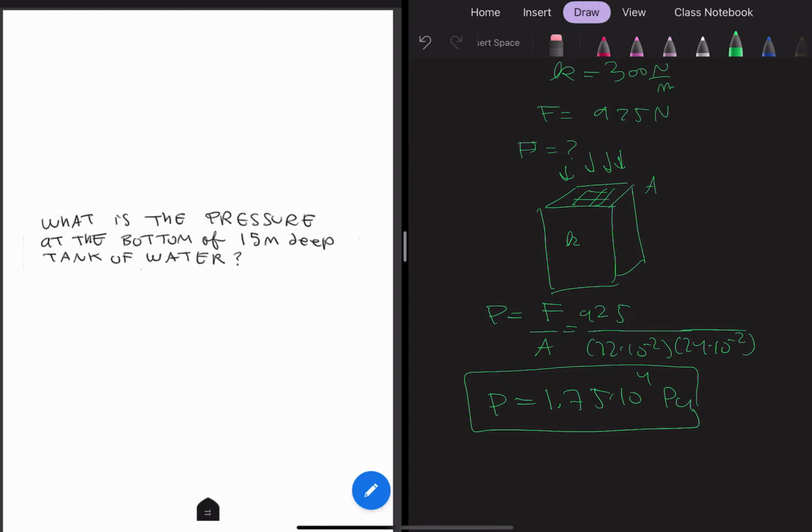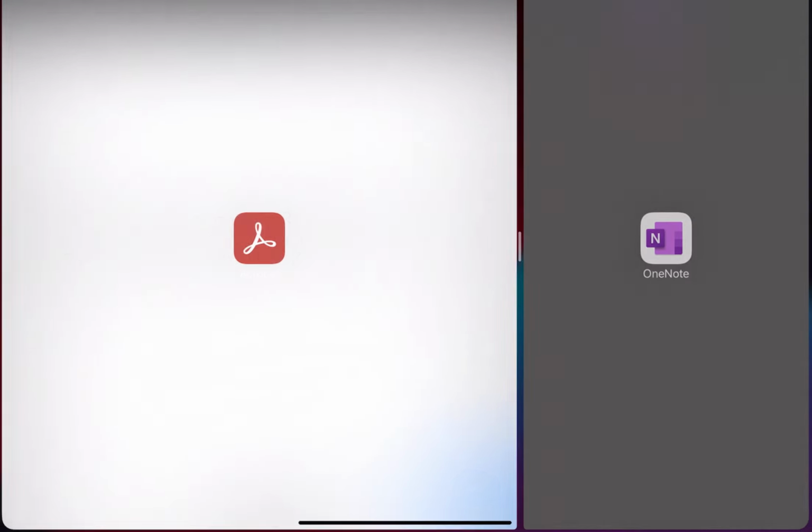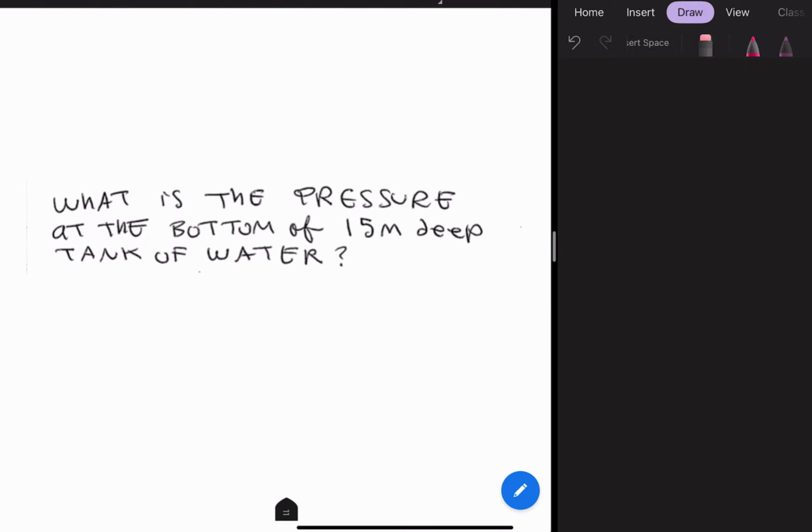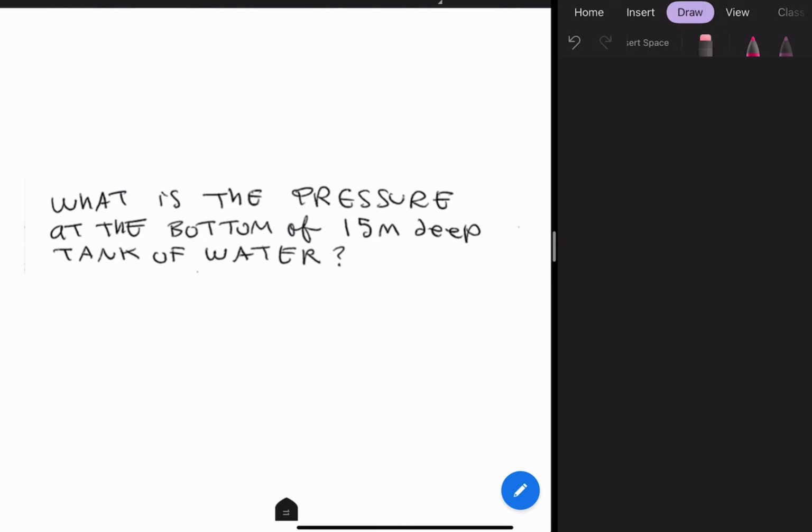So here is the next question. So go ahead and pause and try to solve this one. It says, what is the pressure at the bottom of a 50-meter deep tank of water? So go ahead and pause, try to solve this, and when you're ready, unpause.